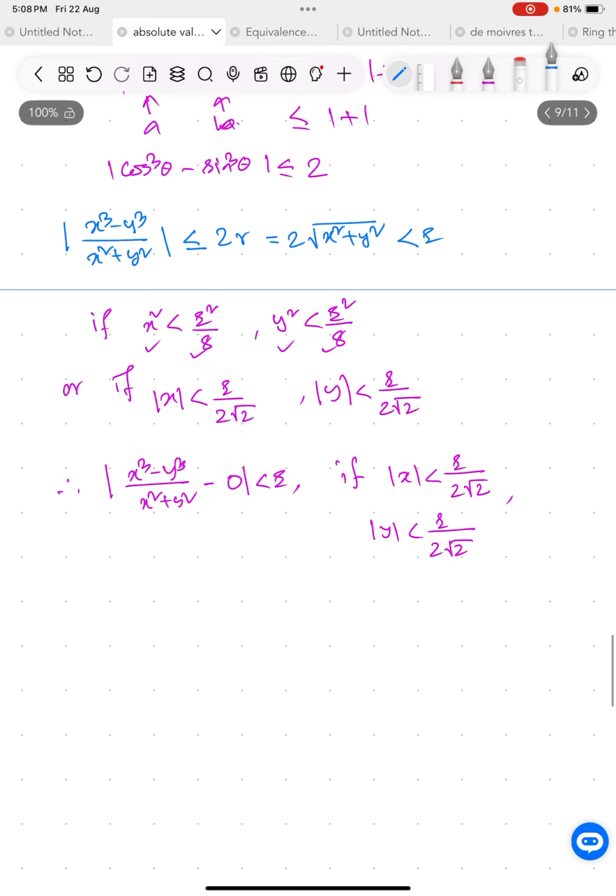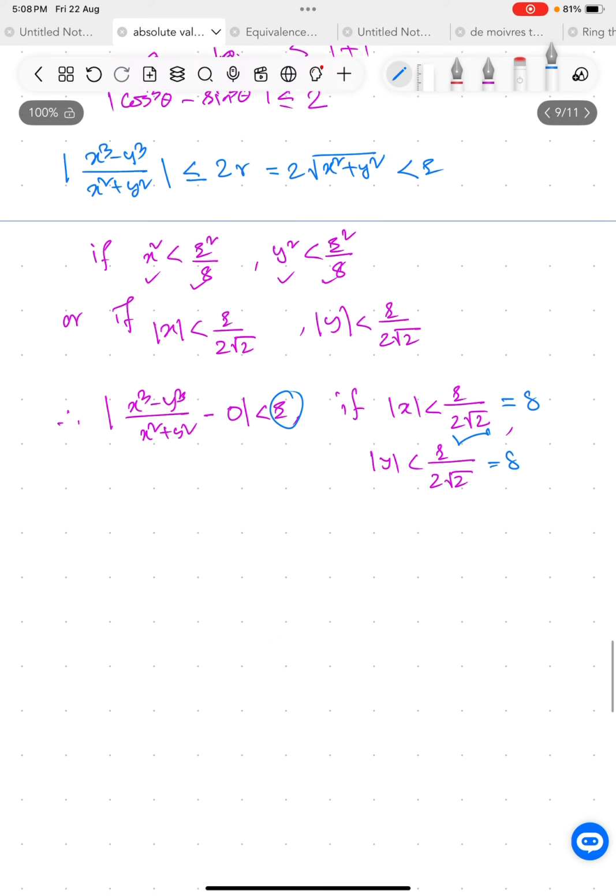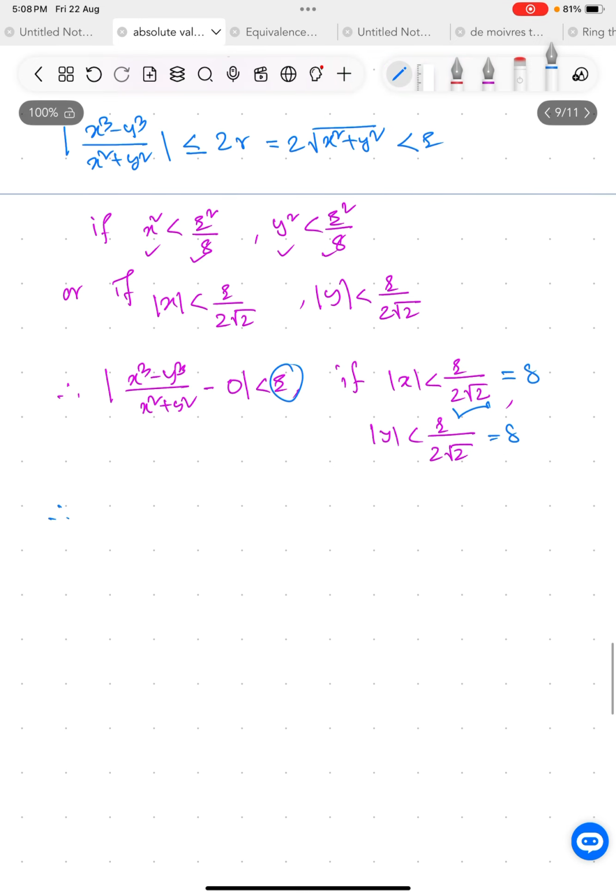Since for every epsilon there exists a delta, we have the existence, and the delta is nothing but epsilon by 2 square root of 2. So what conclusion can we give from here? Therefore the given function is continuous at 0 0. In this way you can solve this.